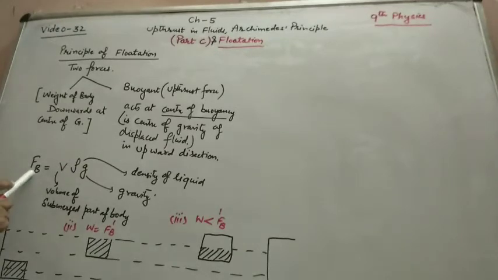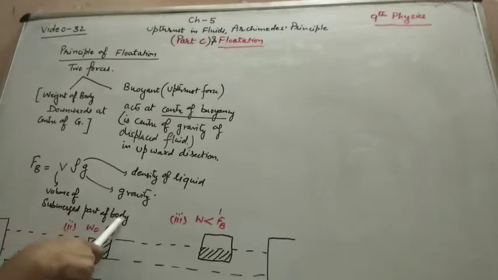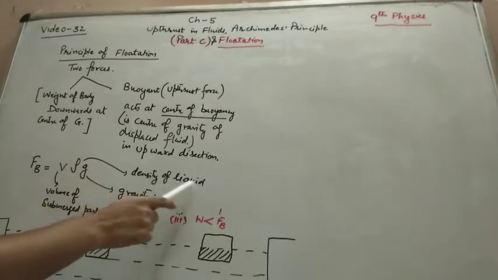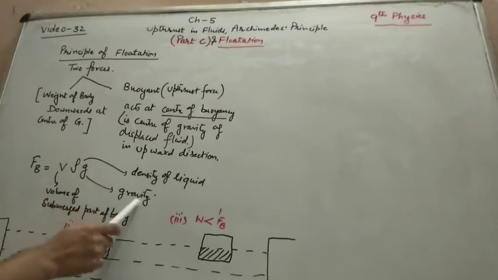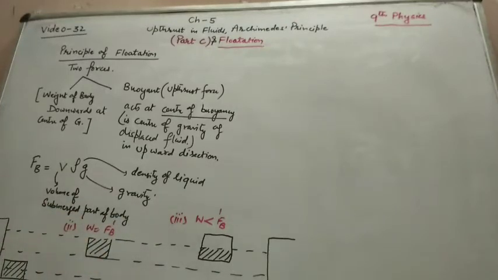Here buoyant force is equal to V rho G, that we have discussed in part B, where V is the volume of the submerged part of the body, rho is the density of the liquid, and G is the gravity. Now three cases can be there according to the weight and upthrust comparison. In the book they have given these three cases separately with separate diagrams. So I have combined all the three cases. It will be easy for you to understand.